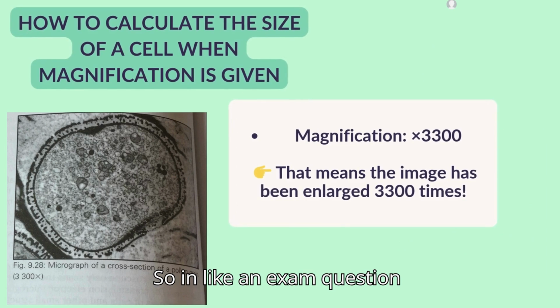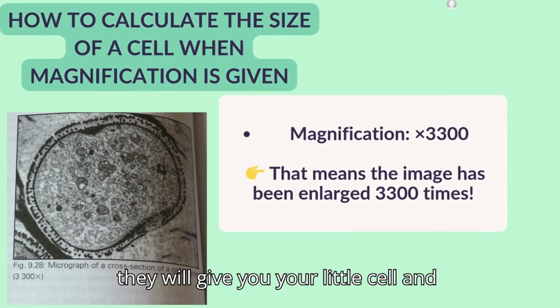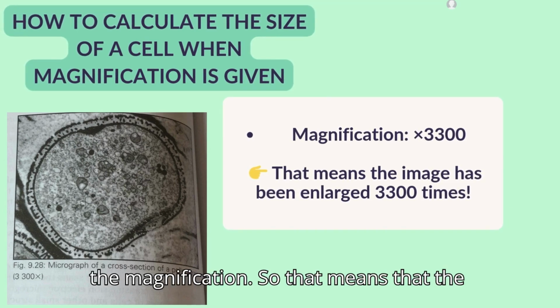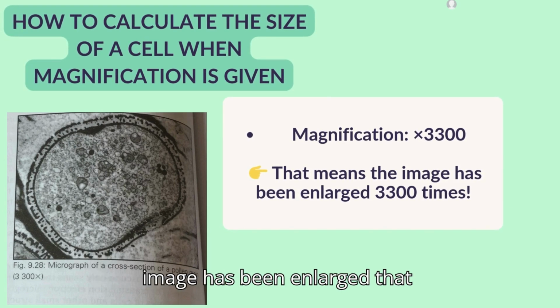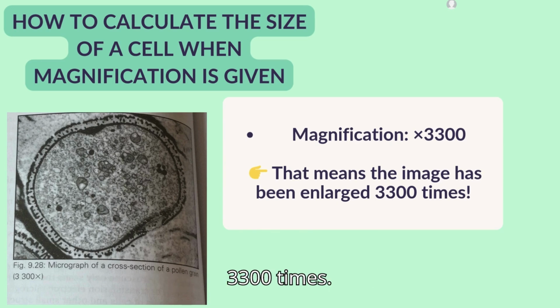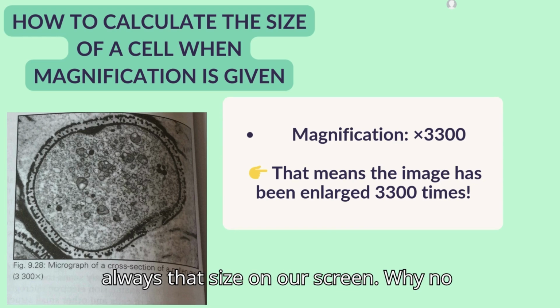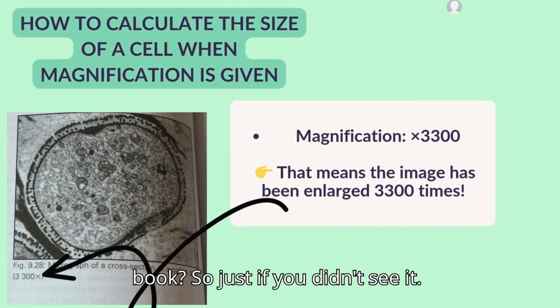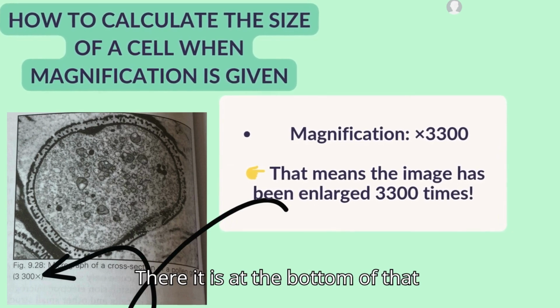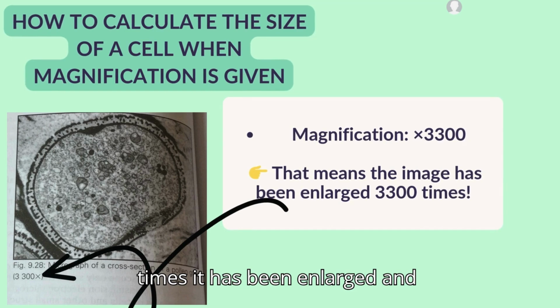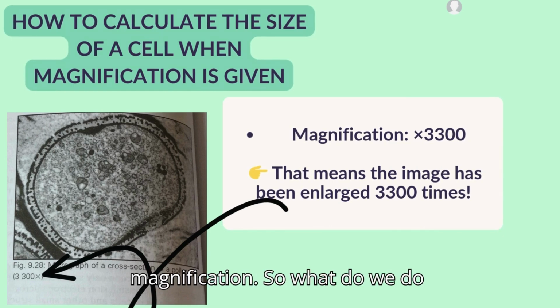So in an exam question, they will give you your little cell, and at the bottom you would get the magnification. That means that the image has been enlarged that many times. In this case, it has been enlarged 3,300 times, so that we can actually see it at that size on our screen or in our book. If you didn't see it, there it is at the bottom of that picture: 3,300 times. That is where you will find the magnification.